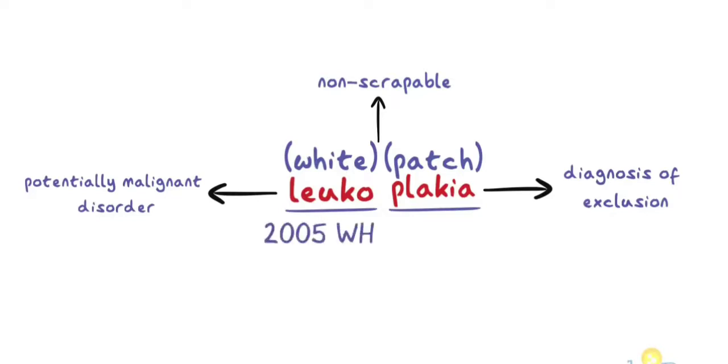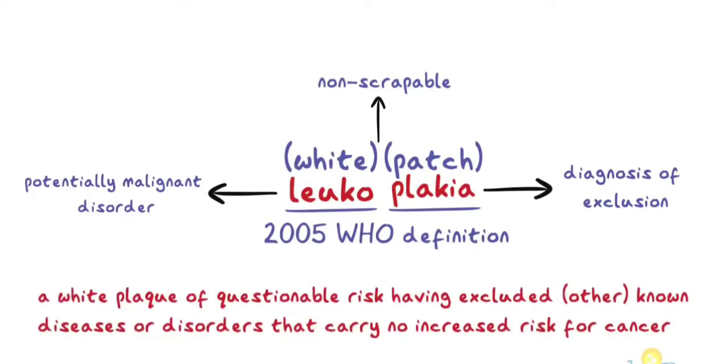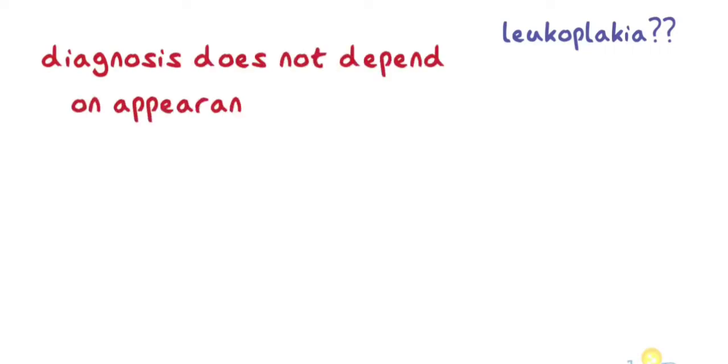In 2005, the World Health Organization defined leukoplakia as a white plaque of questionable risk, having excluded other known diseases or disorders that carry no increased risk for cancer. The definition of leukoplakia is unusual in that the diagnosis is one of exclusion of other white lesions rather than depending on a definable appearance of the lesion.